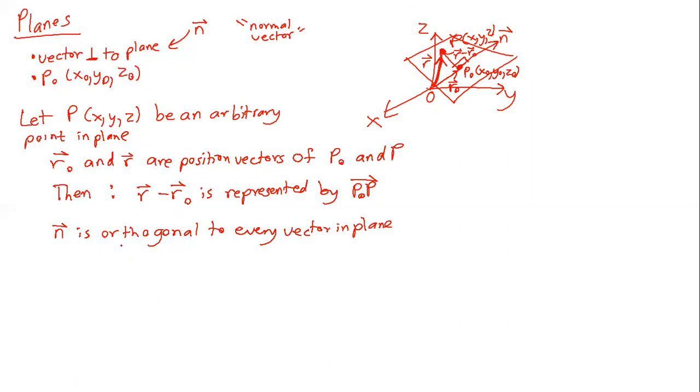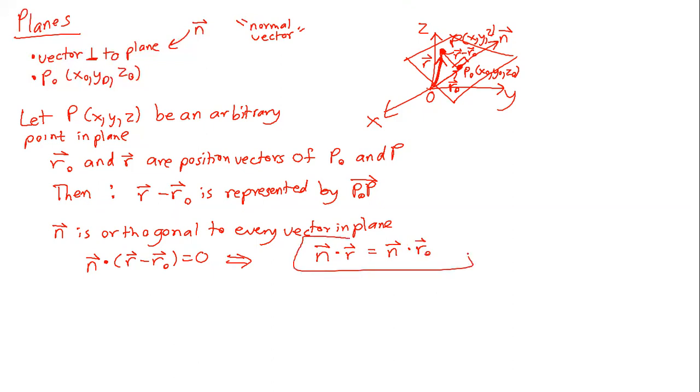And so with this, since what we learned last time was that dot products are important about orthogonality, we know the dot product of these two things is equal to 0. So this gives us a vector equation of the plane: n dot r is equal to n dot r0. So this is a vector equation of the plane.